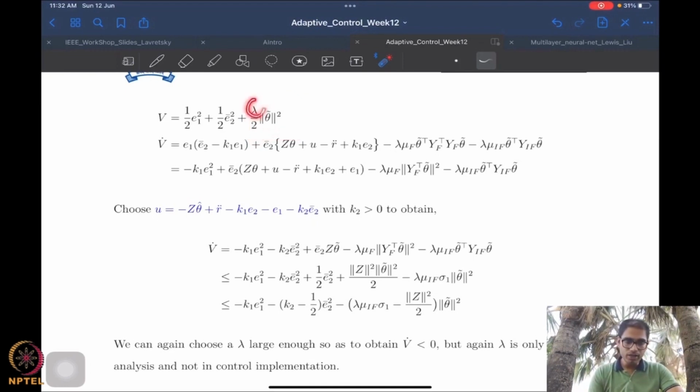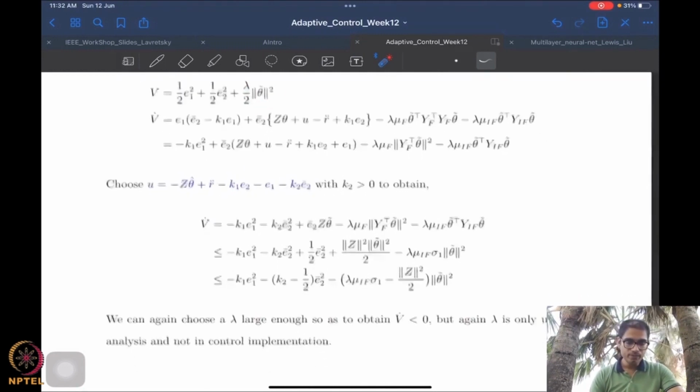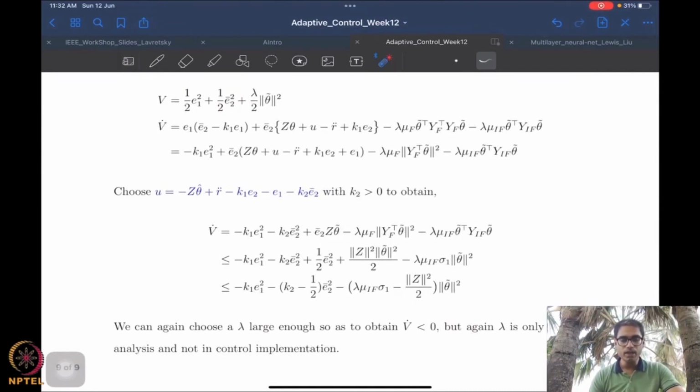So there we introduce the lambda and then there's a theta tilde norm squared. Remember that E1 and E2 are scalars, but theta tilde has three terms, so it's a vector in R3. Therefore there is a norm here. Now we of course expand this. I get E1 dot, and E1 dot is just E2, which I'm writing in terms of the new variables. E2 is just E2 bar minus K1 E1.